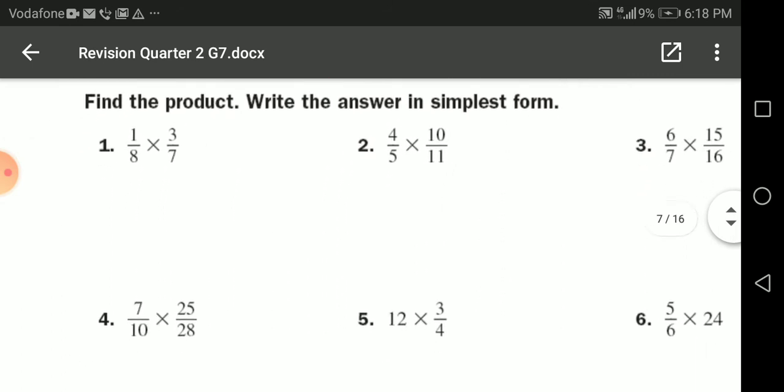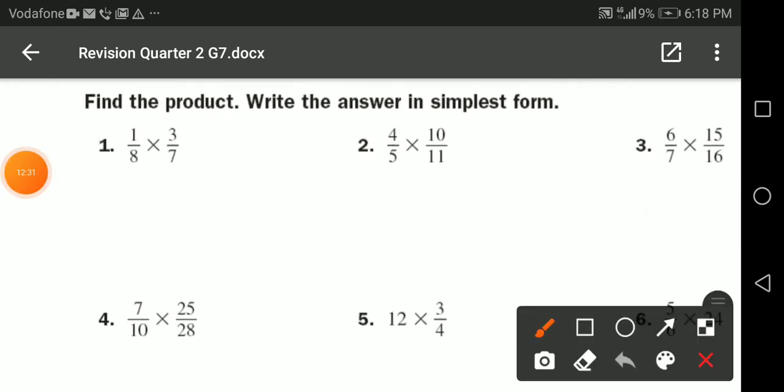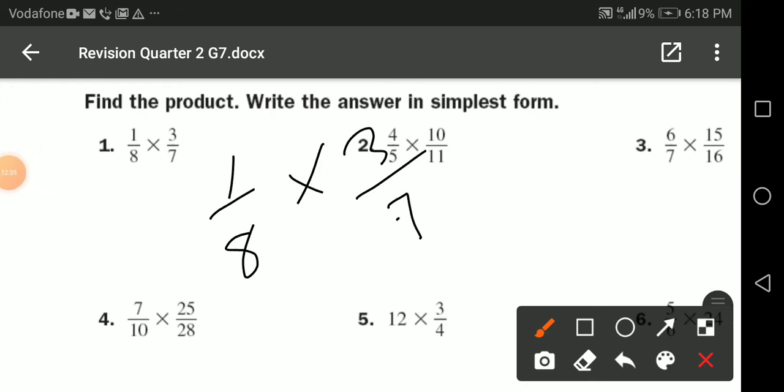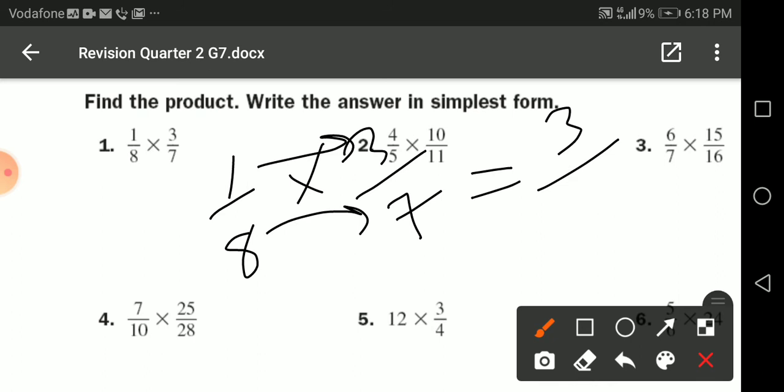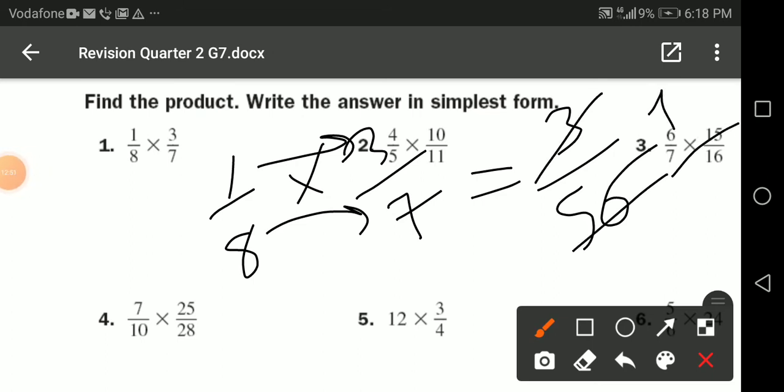Okay, find the product. It's very easy, easier than the one before. 8 multiplies 3 over 7. The numerator times the numerator, denominator times the denominator. 1 times 3 is 3, 8 times 7 is 56. Okay, then simplify. Divide by 3: 5 divided by 3 gives me 1. And we have here 5 minus 3 gives me 2, 26.